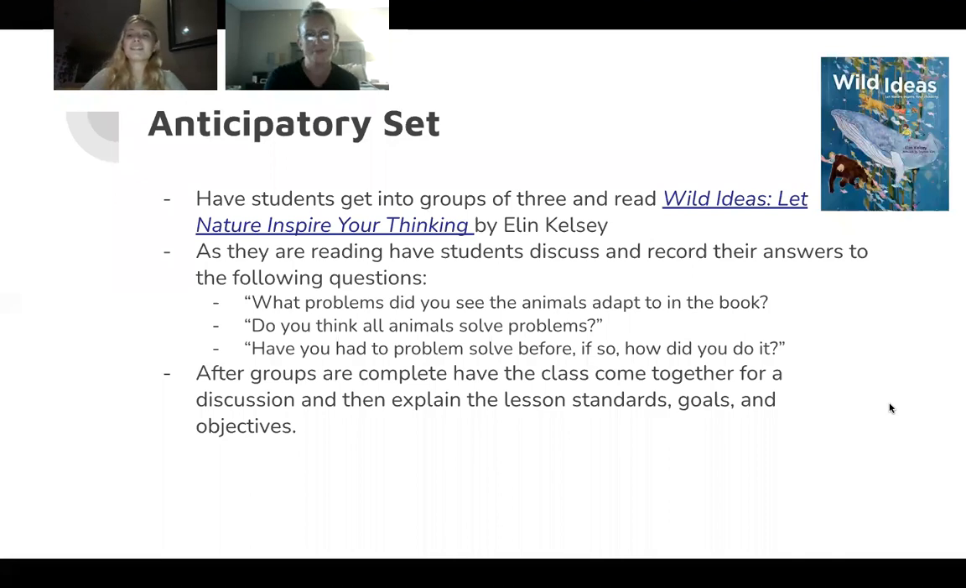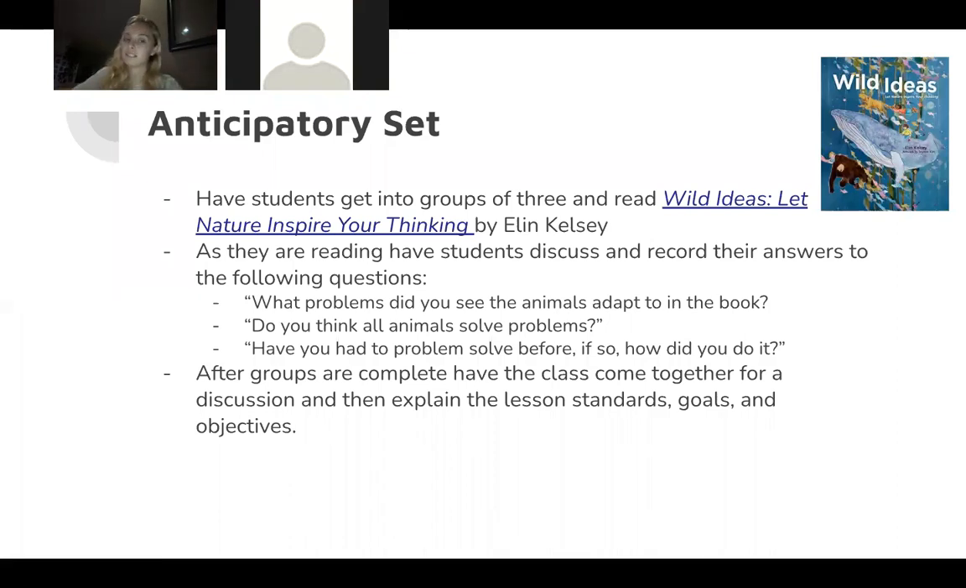The anticipatory set for our lesson is to have students get into groups of 3 and read the book Wild Ideas: Let Nature Inspire Your Thinking by Ellen Kelsey. As students read, we want them to get together and answer some questions to get them thinking not only about the book, but about the activity they will be doing later. These could include: What problems did the animals have to adapt to in the book? Do you think all animals solve problems? Have you ever had a problem you've had to solve before? And if so, how did you solve it?